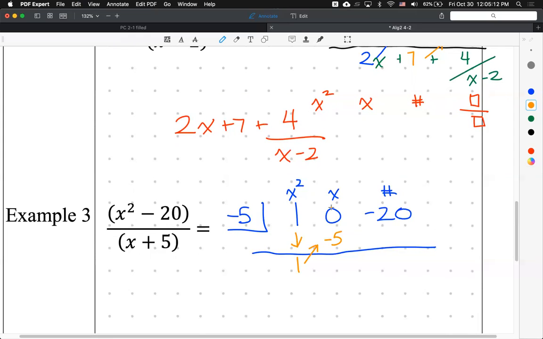Perfect. Okay, so someone else from over here. Josie, Jessica, Jenny, Fernando. Help me out. What do I do with synthetic division? Yep, I add them straight down, -5, and then I do what with it? And you get? Perfect.